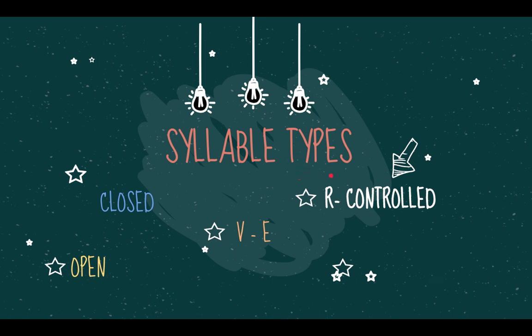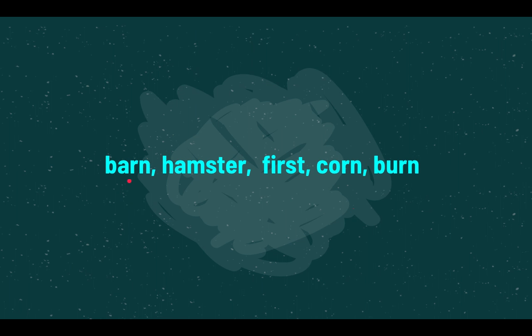Then we learned about R-controlled vowels. In these syllables, there is a single vowel followed by the letter R. Pirates love these syllables because one of them is AR. The other ones are ER, IR, OR, and UR. In these syllables, the vowel is neither long or short. It's just R-controlled. Examples of R-controlled syllables are the words barn, hamster, first, corn, and burn. We mark these with an R.